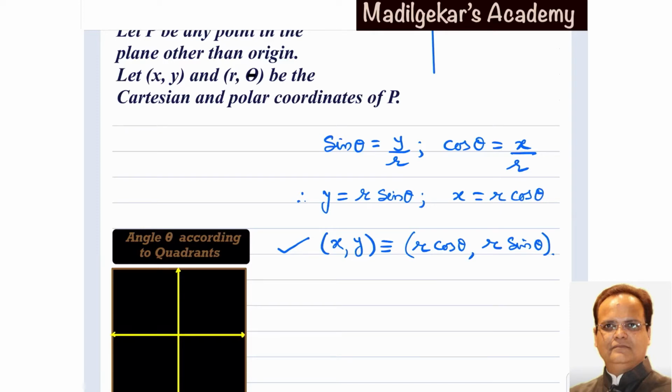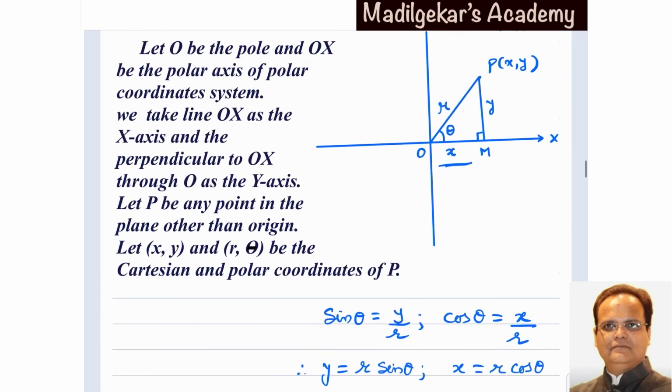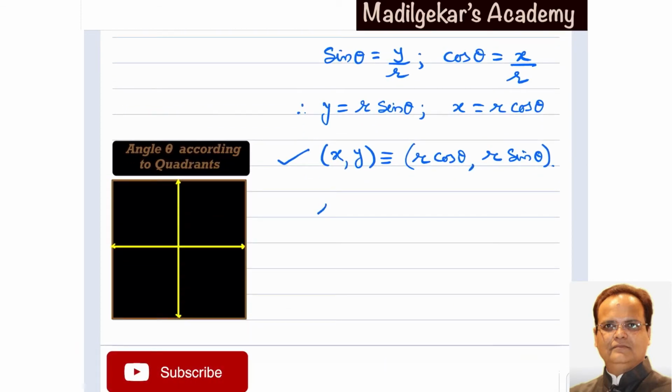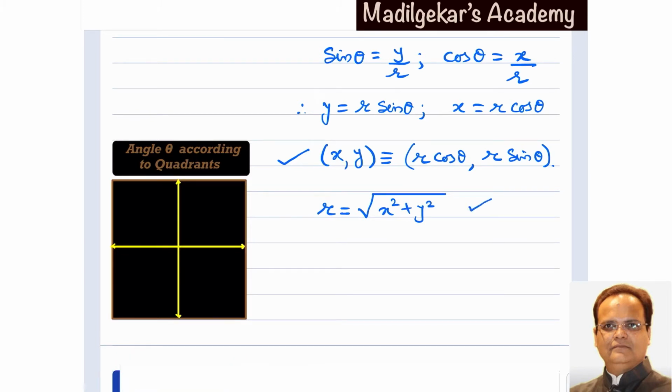Now the reverse part. If we want to convert Cartesian to polar, again consider the triangle OMP. Using the Pythagoras theorem, we can have x square plus y square equals r square. So r equals square root of x square plus y square.